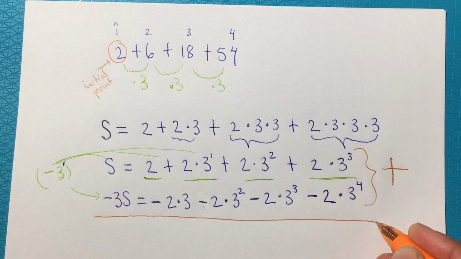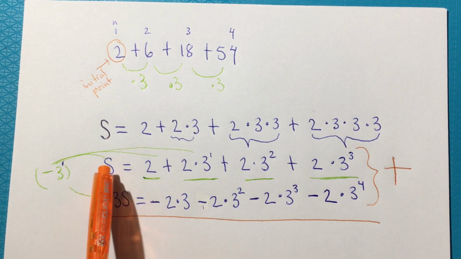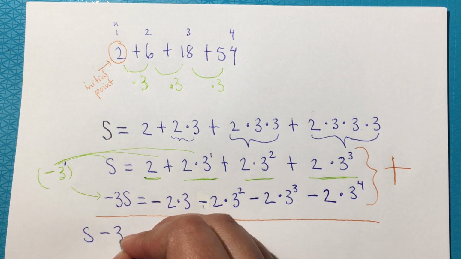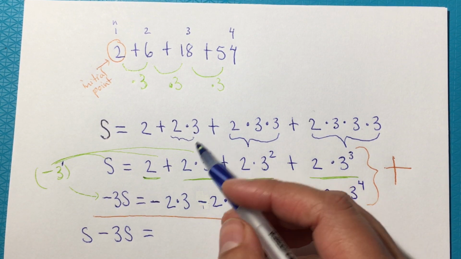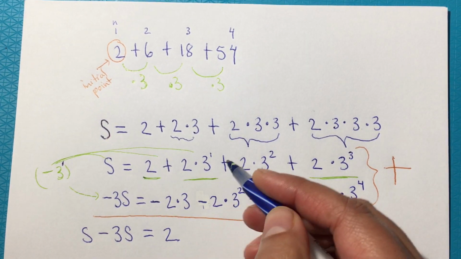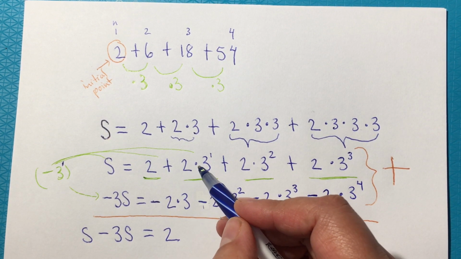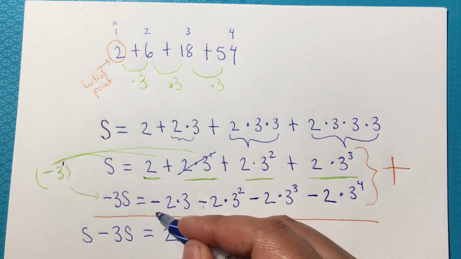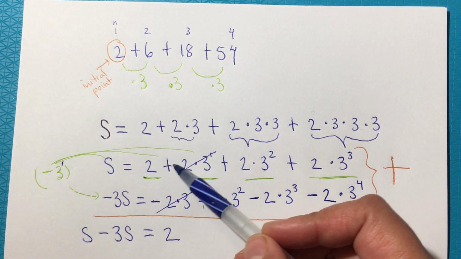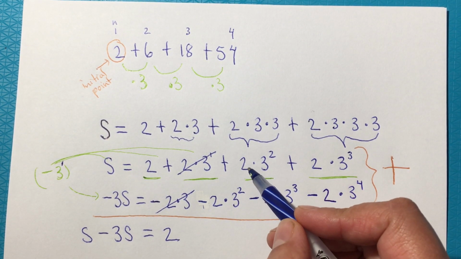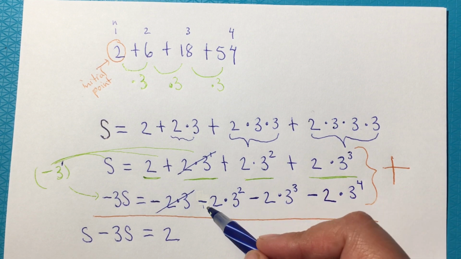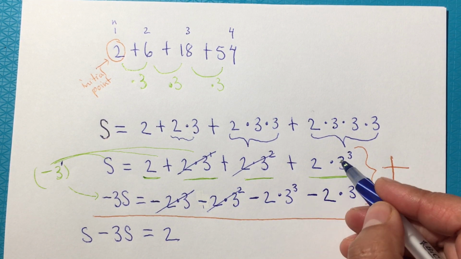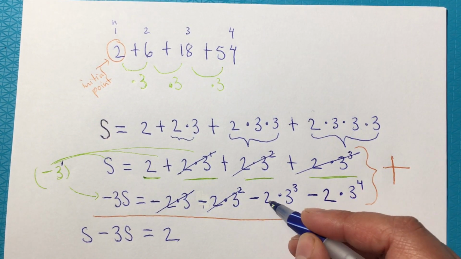Okay? And so s plus negative 3s is s minus 3s equals, in here I bring down the 2, but then I notice that this is positive 2 times 3 to the first power, negative 2 times 3 to the first power. So those can cancel each other because they're exactly the same, but one is positive and one is negative. Same here, positive 2 times 3 squared, negative 2 times 3 squared, they cancel each other.